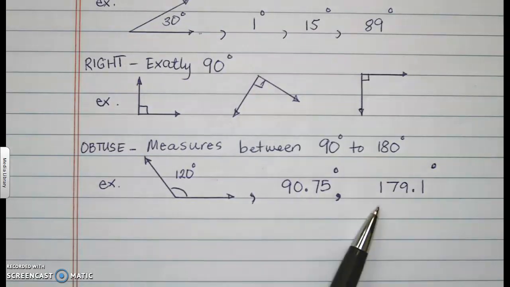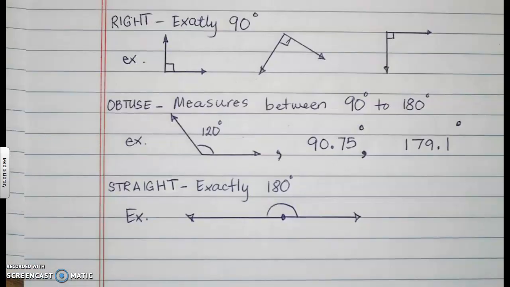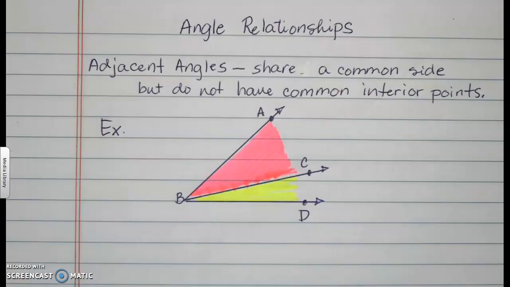If you have very close to 180 degrees but still less than 180 degrees, for example 179.1 or 179.9 degrees, it still is called obtuse. Our next and last type is called a straight angle, which is exactly 180 degrees. Here's an example of an illustration of a straight angle. It looks like a straight line where the sides are in opposite directions. So let's go ahead and turn to the next page of your notebook.